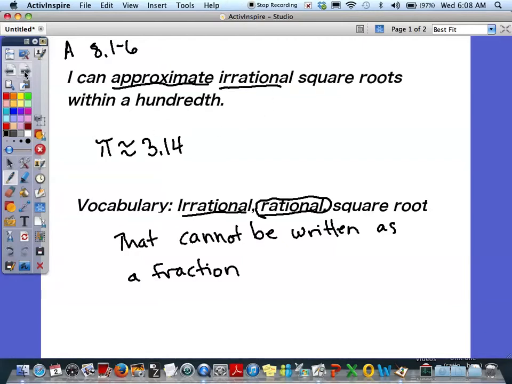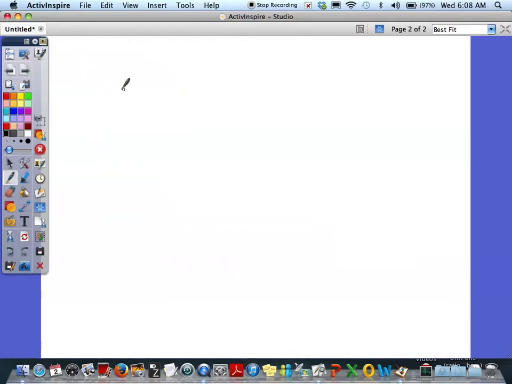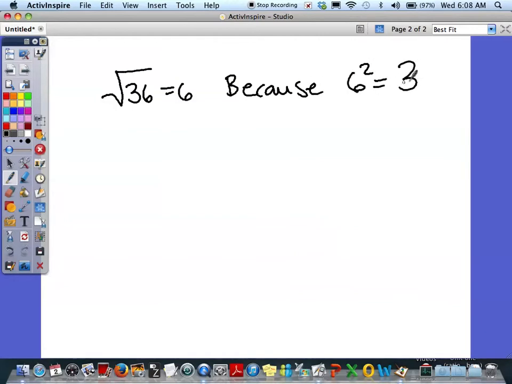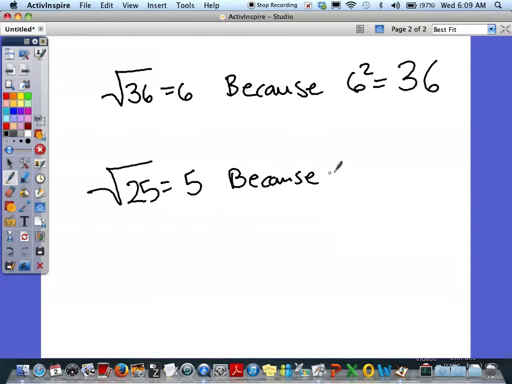What do I mean by irrational square roots? Well, that will be determined in our example here. If I asked you to find the square root of 36, you would say 6, because 6 squared is 36. If I asked you to find the square root of 25, you'd say it's 5, because 5 squared is 25. However, I'm going to turn to example 1 on the next slide.